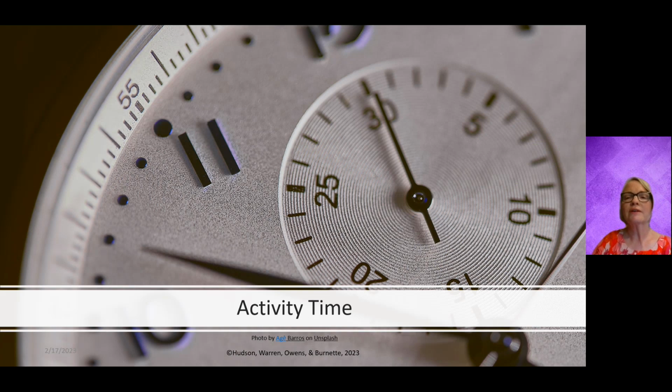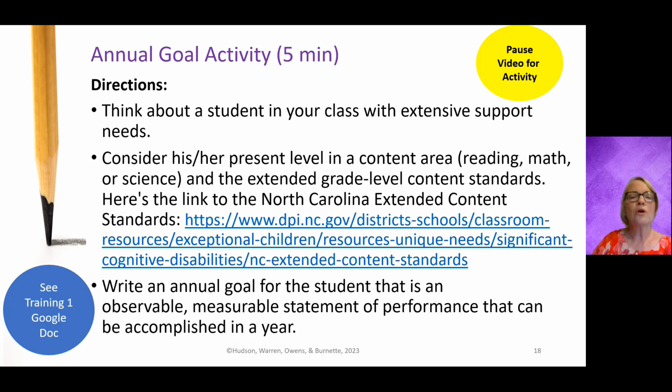All right, so let's apply what you've learned with this activity. Find the annual goal activity from the Google Doc you downloaded at the beginning of the training. You'll have 5 minutes to complete this activity. I want you to think about a student in your class with extensive support needs, and then consider his or her present level in a content area. You can select reading, math, or science, and then the extended grade level standard for that content area and grade.